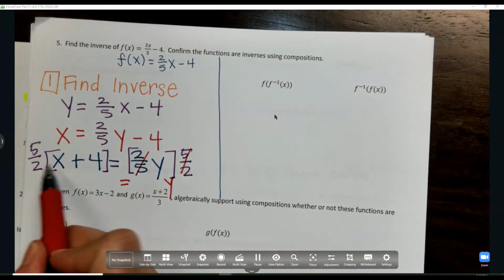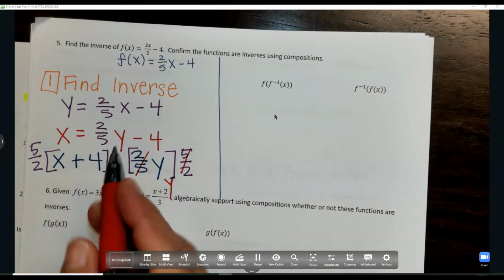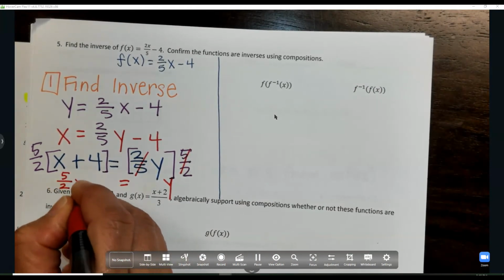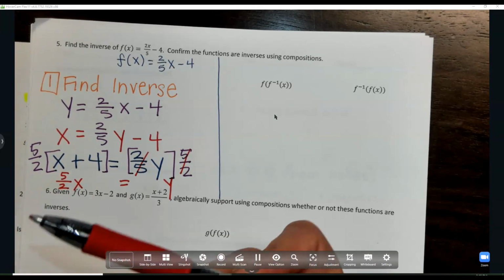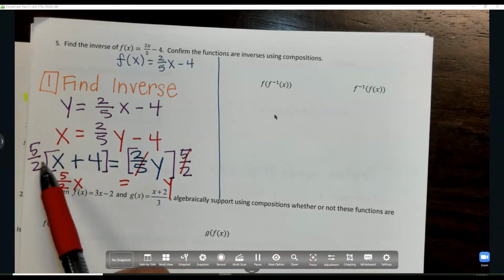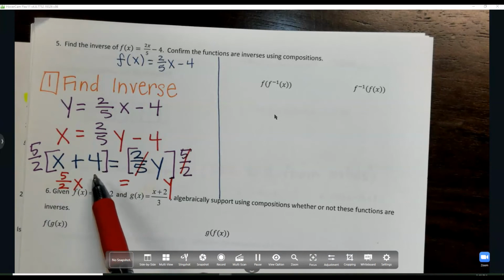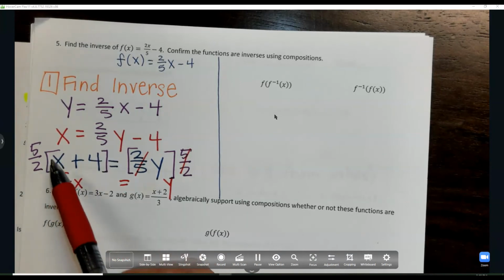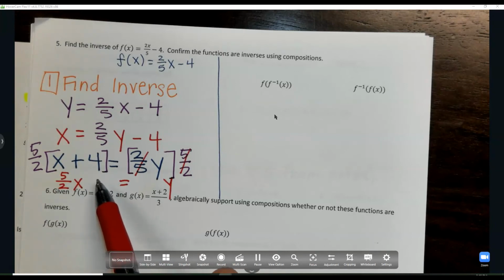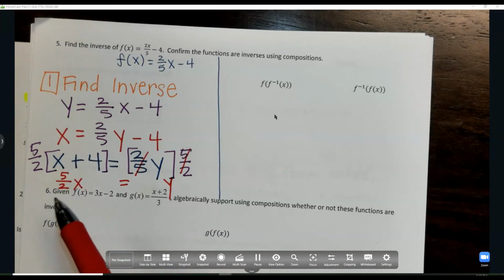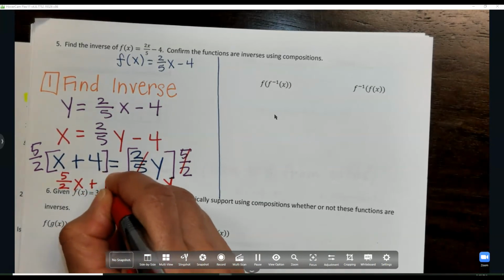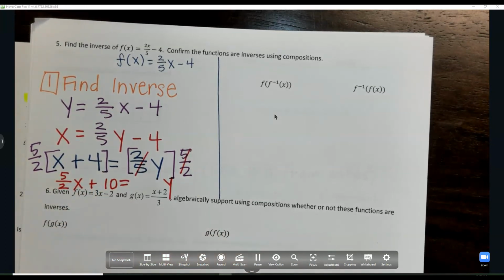And then we're going to distribute 5/2 times x. That's just 5/2 x. And oh my goodness, here's something else I told you in the beginning. We practiced how to take a fraction and multiply it by a whole number. You should be able to do that in your head. What is 5/2 times 4? It's a 10, that's right. Let's write 10. That's the inverse.